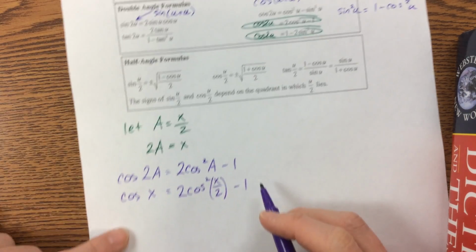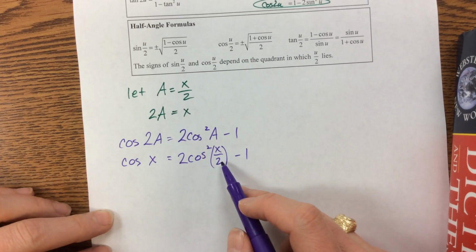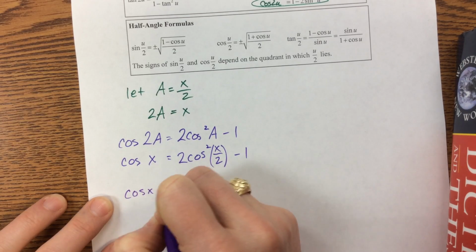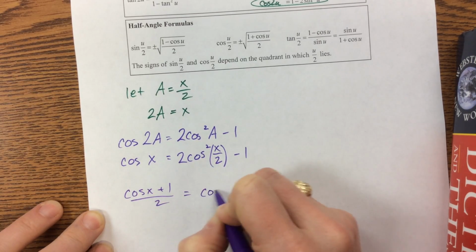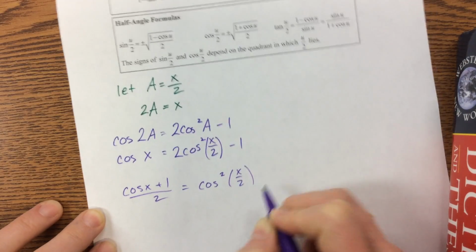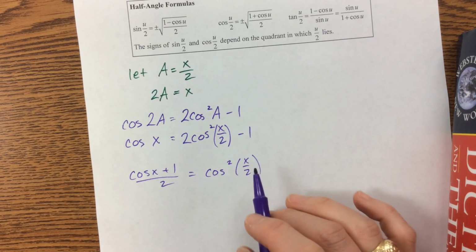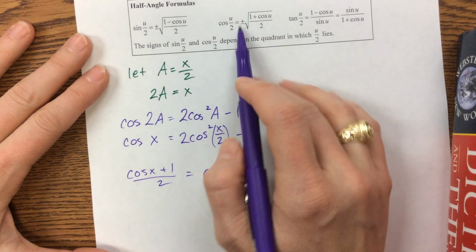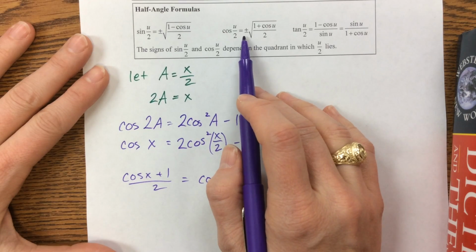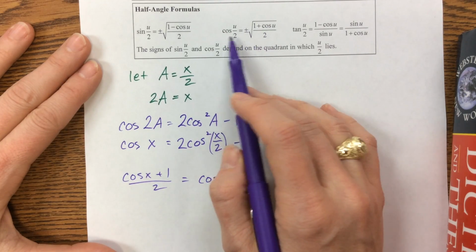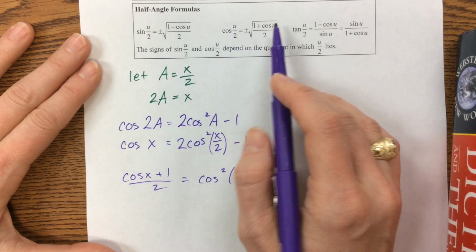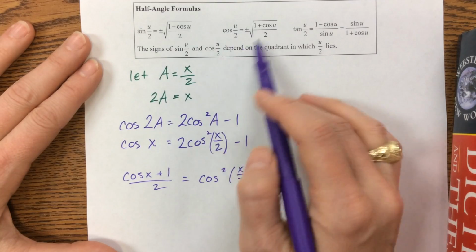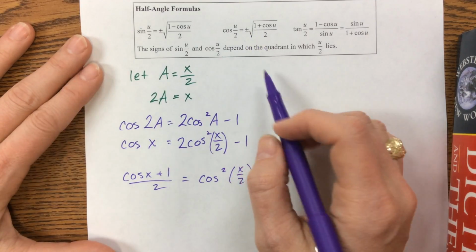And then minus 1. So I can solve this for cosine of x over 2 by saying cosine of x plus 1 over 2 is equal to cosine squared of x over 2. And here's where, in my classroom, we joke about the cheer, the square root, plus minus. We do put a plus or minus in the formula, but you have to consider where this angle actually lives, because it's not going to be both plus and minus. It's going to be plus or minus, but the equation won't tell you. You have to figure it out.